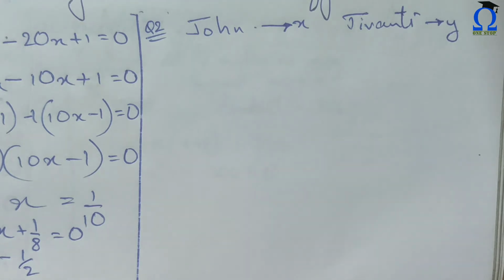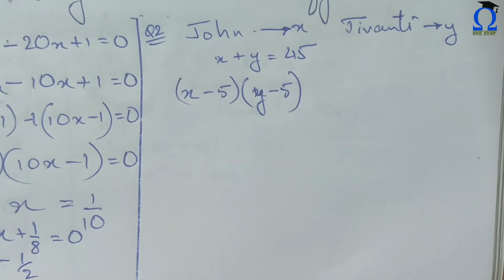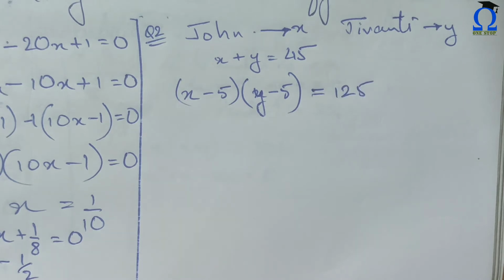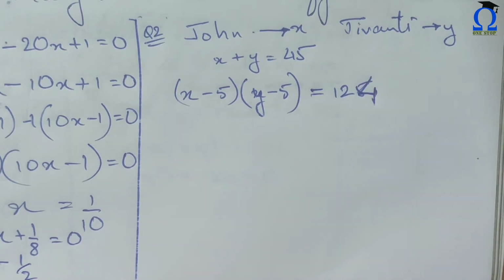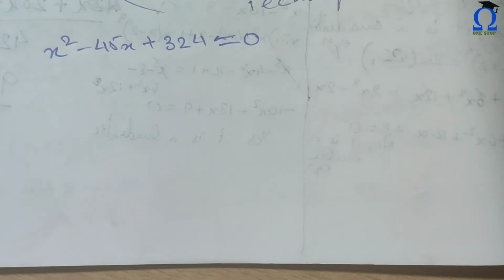So X plus Y is 45, and now both of them have lost 5 marbles each, and their product is like this. Now they are saying the product is 124. So now we can replace Y in terms of X from the first equation into the second equation. So here we will get, so of course this is our final equation. Now we need to find two numbers such that their sum or the difference is 45, and the product is 324.